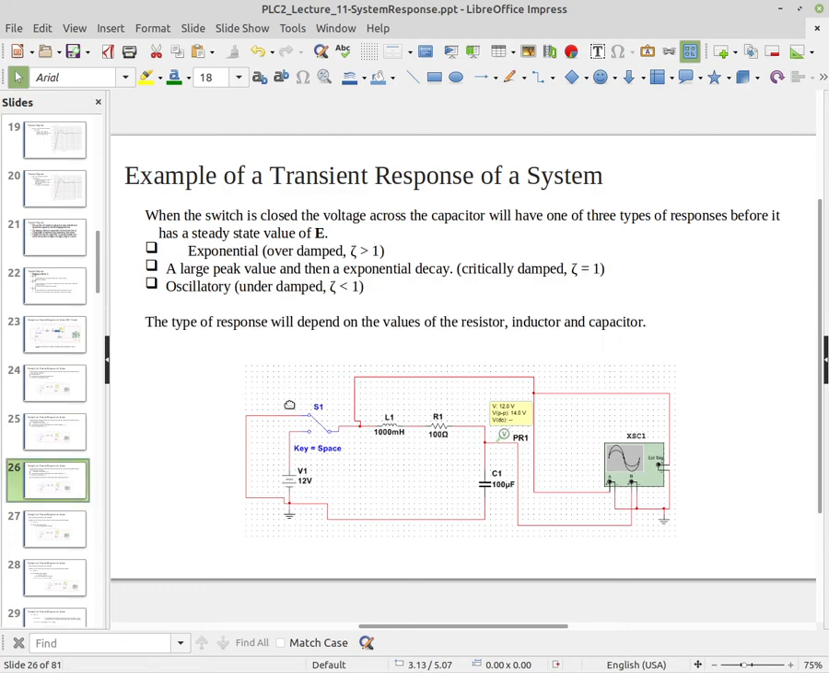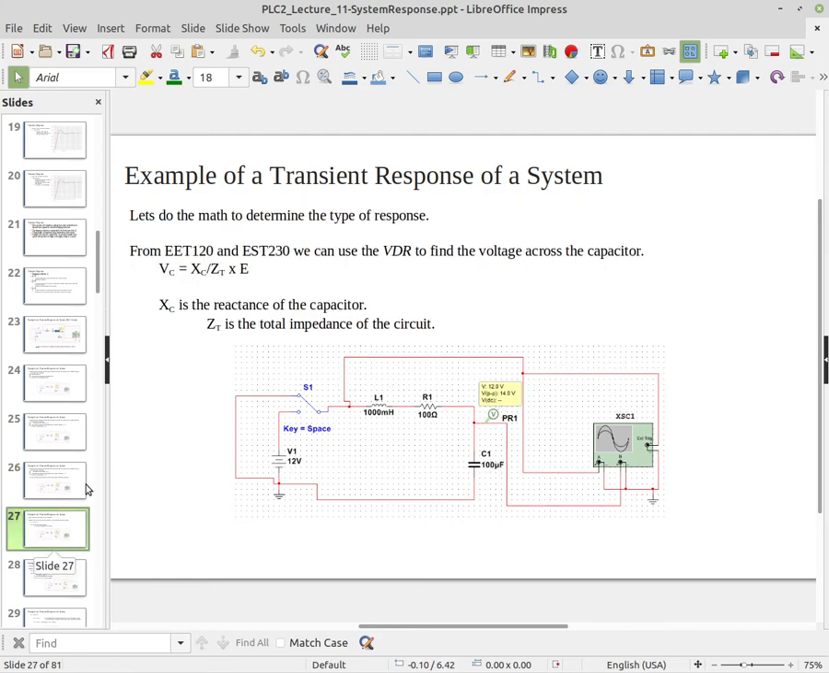As we go through here and we look, this is an RLC circuit. So if we wanted to find the voltage across the capacitor, we can do that. We can use the voltage divider rule to find that the voltage across the capacitor is equal to the impedance of the capacitor divided by the total impedance times the supply voltage. That'll be the voltage across the capacitor.